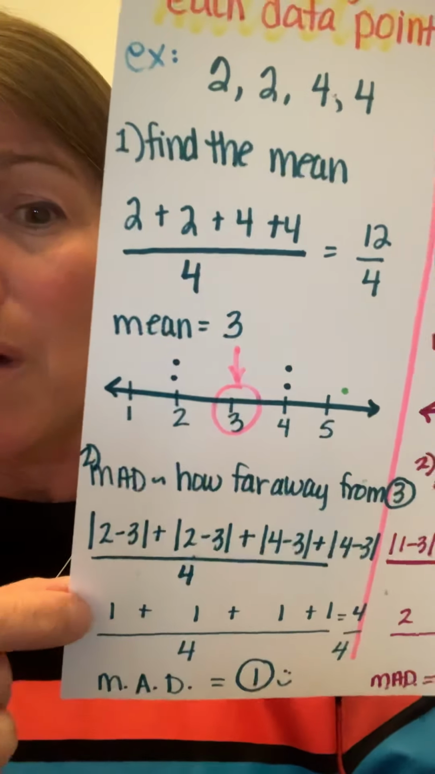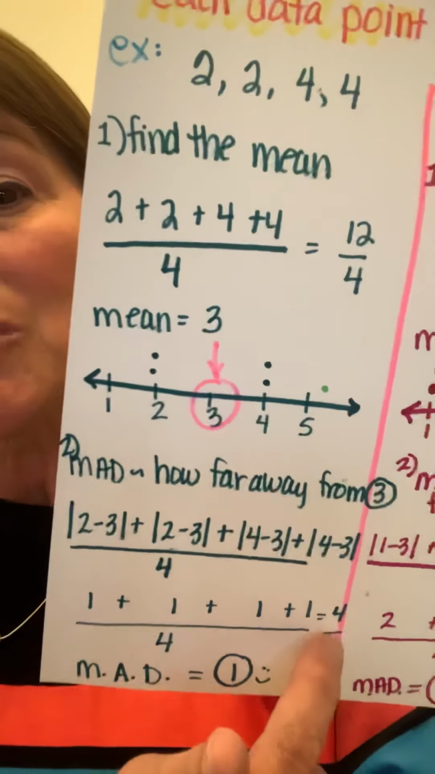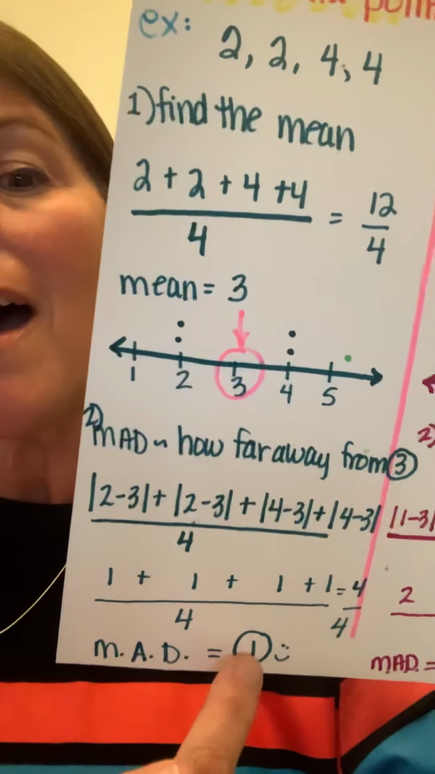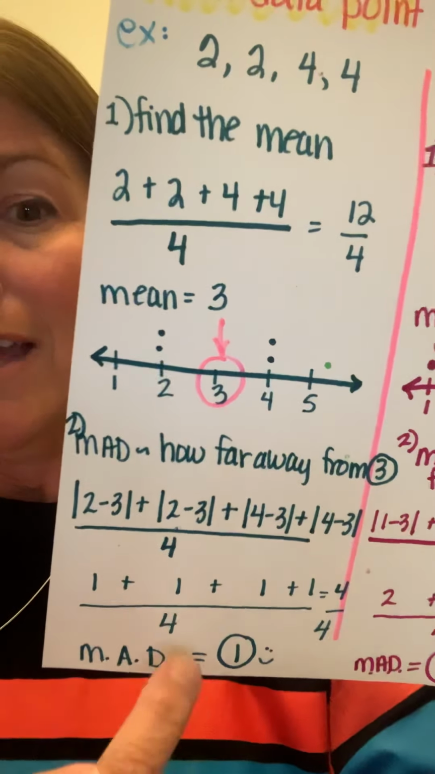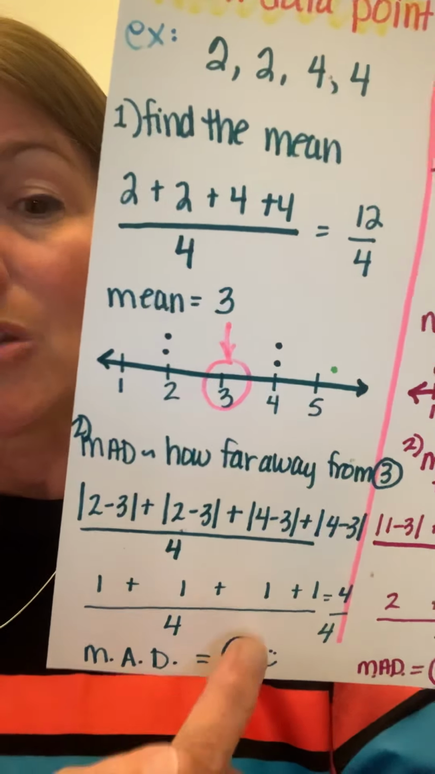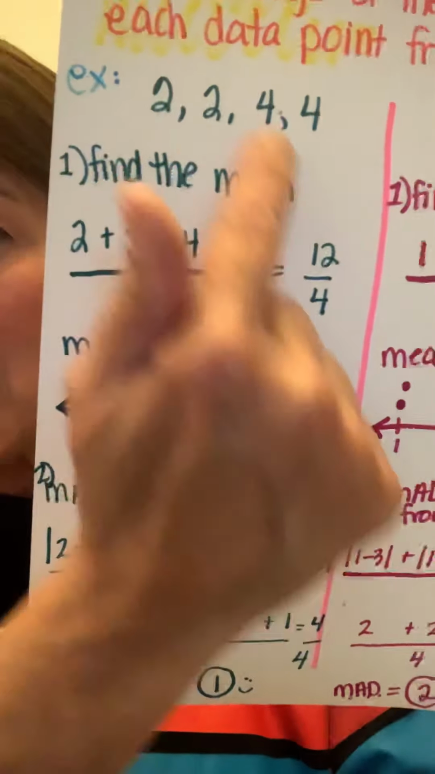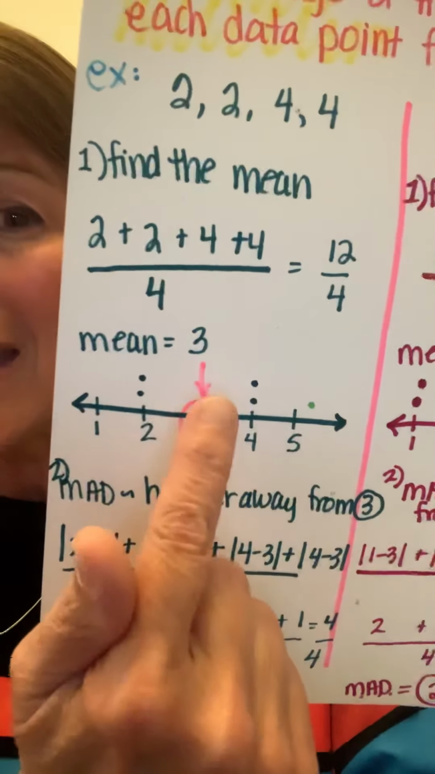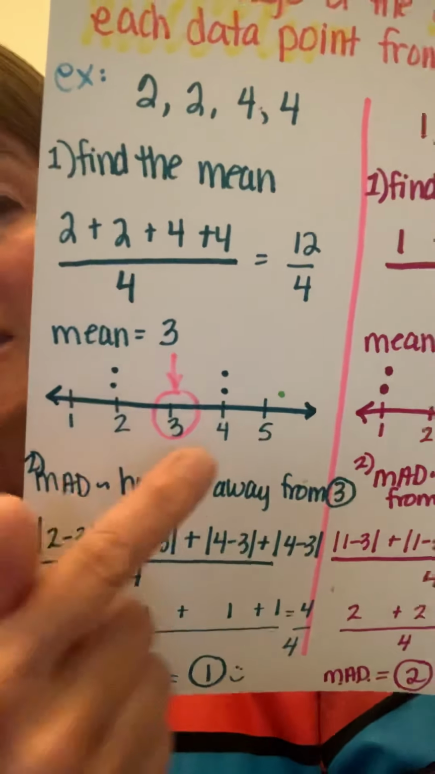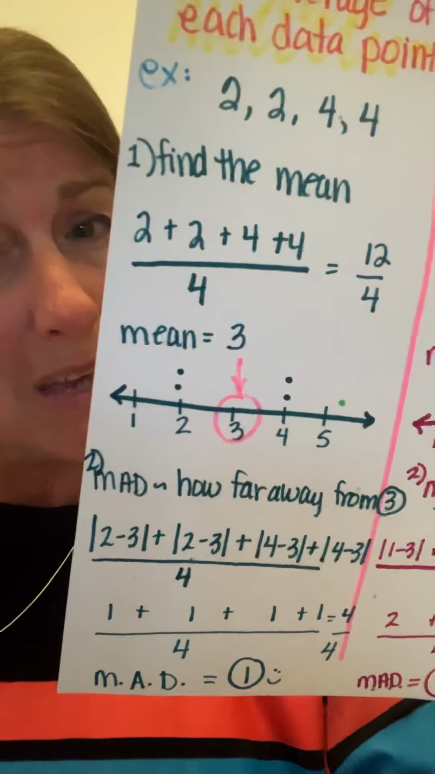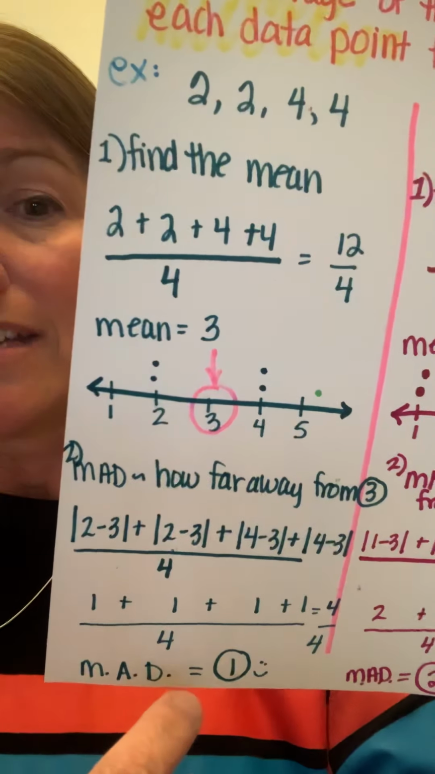So now I have the number of jumps, the distance this number is from the mean. So I have 1 plus 1 plus 1 plus 1. 1, 2, 3, 4. Yay, that equals 4. 4 divided by 4, 1. That's my mean absolute deviation. It's 1. So the average of jumps, how far each of these numbers in my data set are from the mean, is 1. That's just the average. Remember, mean is the average. So that's saying that the mean absolute deviation is 1.